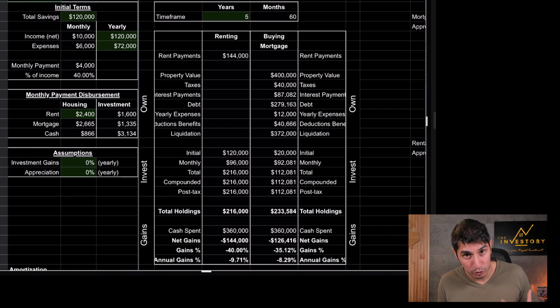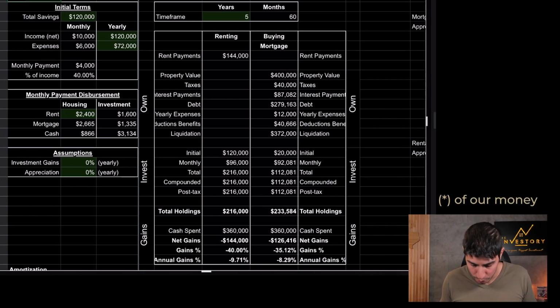I have to my name $216,000, which means that when all is said and done, I paid 144. And it kind of makes sense, right? It's literally the rent payments. All of them went, well, not to my pockets. The gains in this example are minus 40%. Basically, out of the 350 that we brought to the table, we have left 216. It's like we lost 40% over time.